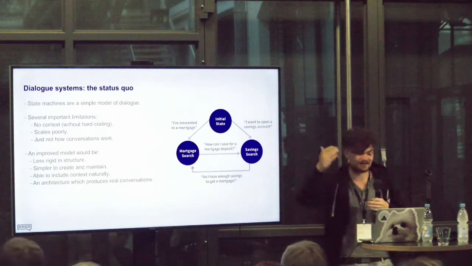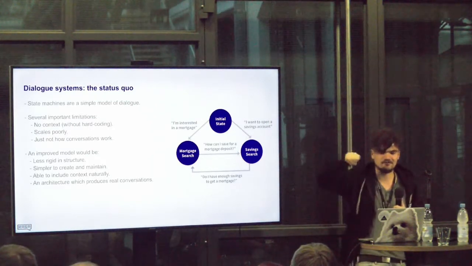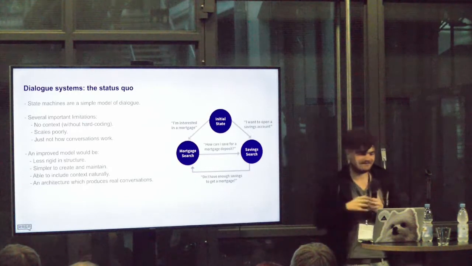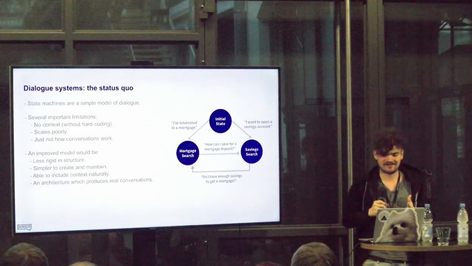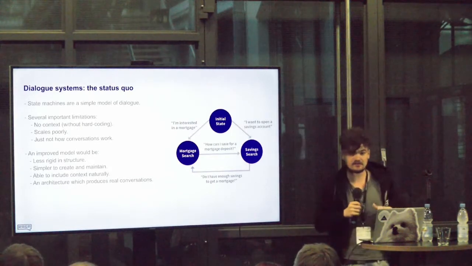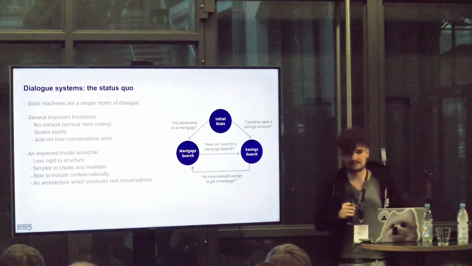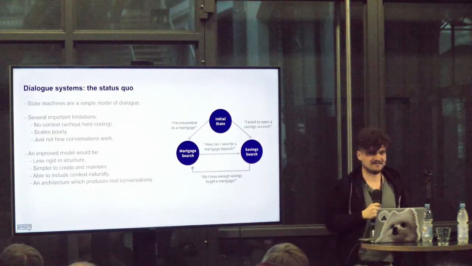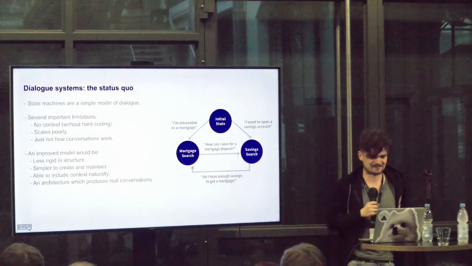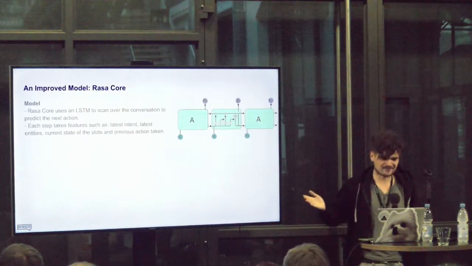So we were looking at an improved model, and it would be one that was less rigid in structure, like not so stateful, simpler to create and maintain and improve, and that it would include context as a matter of course, and that it would be an architecture which was complex enough to produce real conversations which are messy and horrible, and I know that because I've worked with them. So our improved model is called Rasa Core.